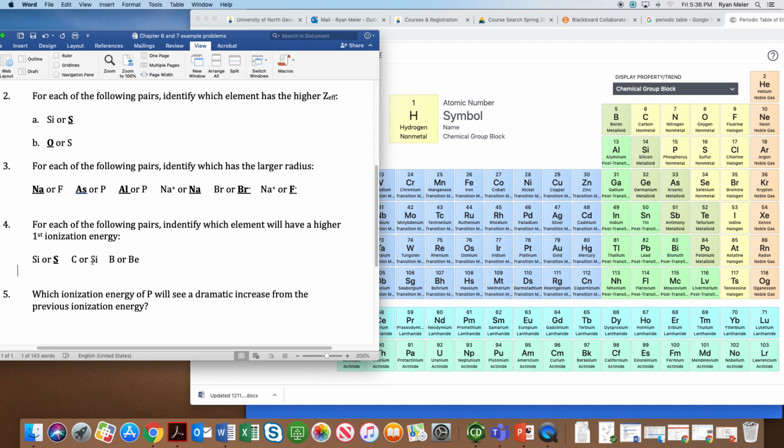If we compare carbon and silicon, carbon is higher up on the periodic table than silicon is, so carbon should have the higher ionization energy as a result. Its electrons are closer to the nucleus, they should be harder to pull off.